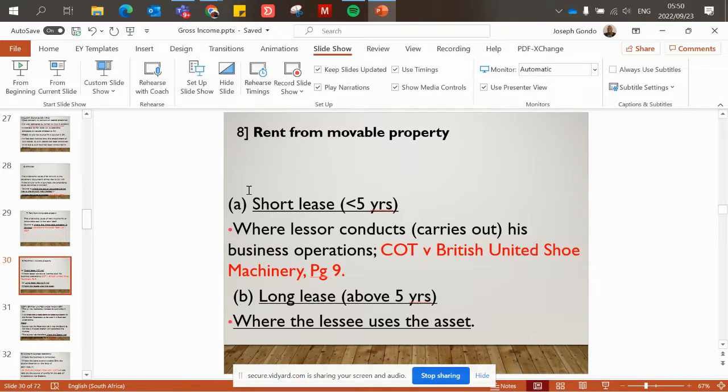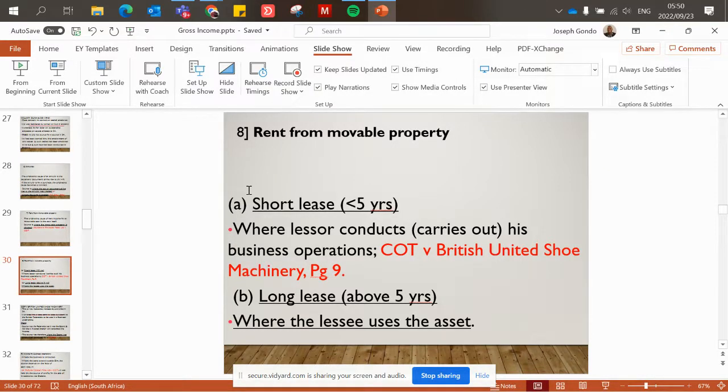We have two types of sources there, where the lease is actually short term, that is less than 5 years. The originating cause is where the lessor conducts his business, and where it is more than 5 years is where the lessee uses the asset.